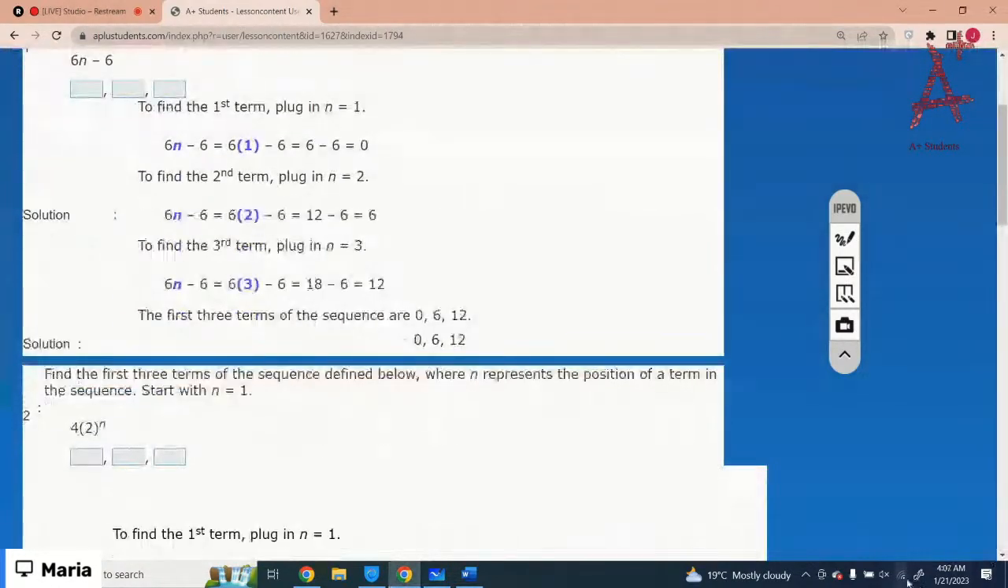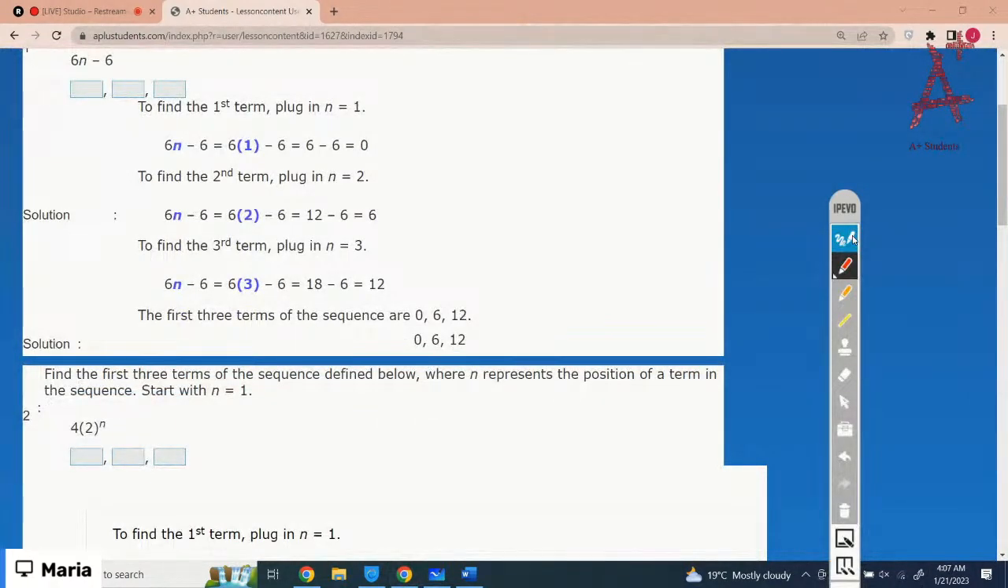Okay, the first three terms of the sequence defined below, where n represents the position of a term in the sequence, and start with n equals 1. You are given the expression 4 times 2 exponent n. You have to start with n equals 1. Replace the n with 1. It would be 4 times 2 exponent 1. Evaluate 2 exponent 1. 2 exponent 1 is 2. So you have to do 4 times 2. 4 times 2 is 8. That means the first value in the sequence is 8.